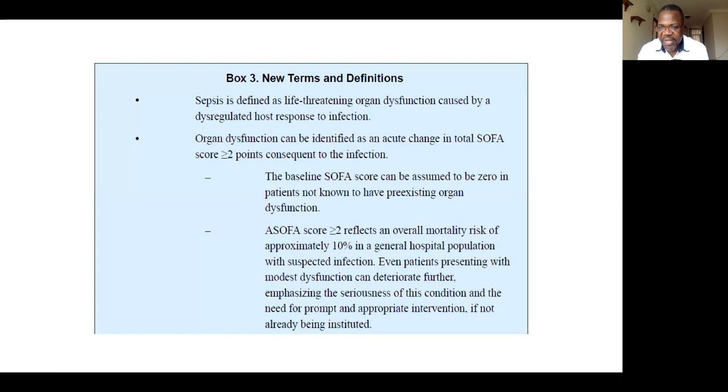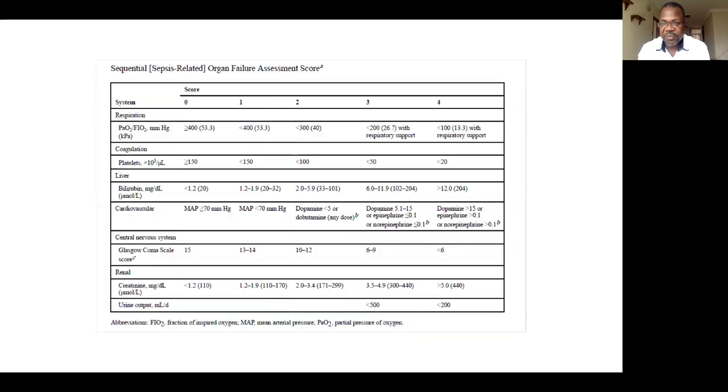A baseline SOFA score in the absence of organ dysfunction is considered as 0. If the SOFA score starts increasing, then it becomes a problem. It means that you are undergoing organ dysfunction. From a SOFA score of 2 and above, the prognosis of the patient recovering from this infection is decreasing. From 2, almost 10% of hospital-admitted patients are highly likely to succumb to their infection. So the SOFA score is diagnostic, but it also has prognostic value.